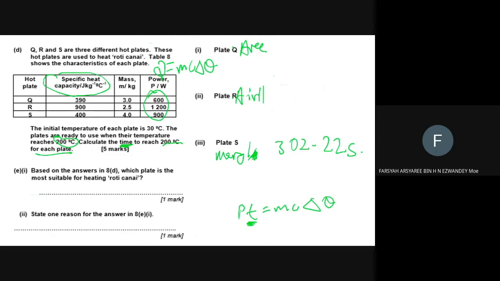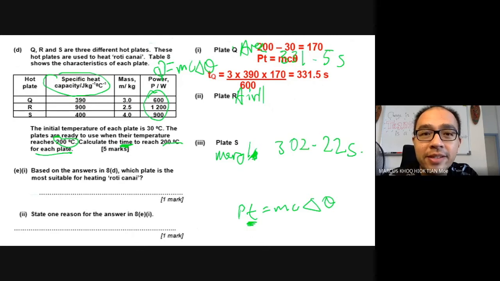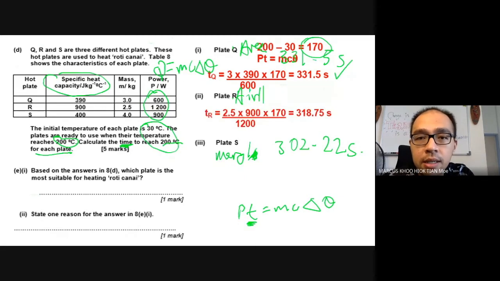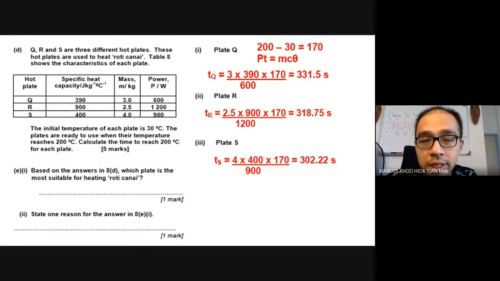331.5 seconds. Okay, left Iril. 331.5 seconds. It's a very basic substitution. Okay, how do we get 170? Because the difference in temperature is 200 minus 30. Okay, so good for you, Ari. So Iril's is 318.75 seconds. And Meryl's, as she correctly showed, is 302.22 seconds.